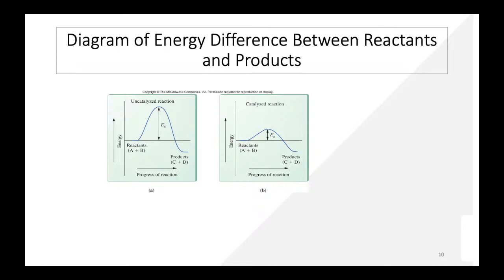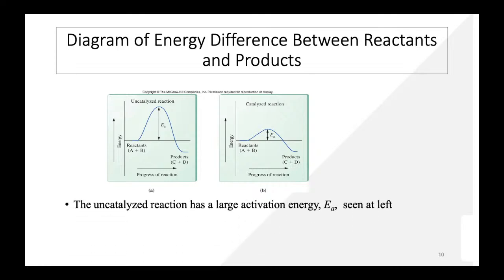So you have a diagram of the energy difference between reactants and products here. You have an uncatalyzed reaction and a catalyzed reaction. In the uncatalyzed reaction, the activation energy is quite high. That is your reactants A plus B giving you products C plus D. The activation energy seems quite high, but in the catalyzed reaction, in the presence of enzyme, this activation energy becomes very low.